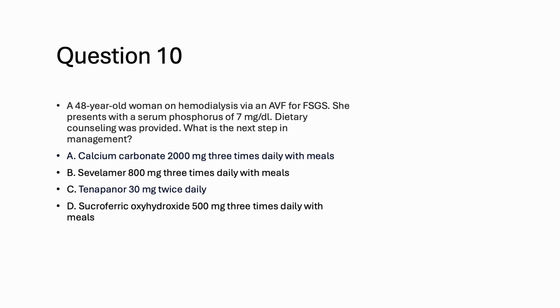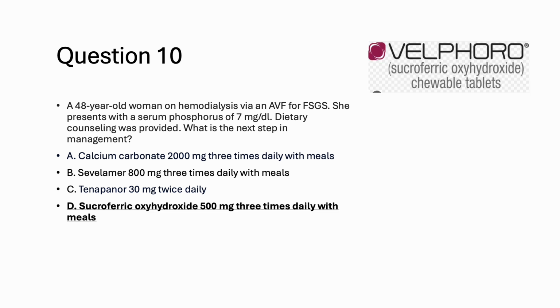B, sevelamer or Renvela, Renagel, 800 milligram 3 times daily with meals. C, tenapanor, Xphozah, 30 milligram twice daily. Or do you give D, sucroferric oxyhydroxide or Velphoro, 500 milligram 3 times daily with meals? So think about these different binder options. Tenapanor is not a binder really. And the correct answer is D.